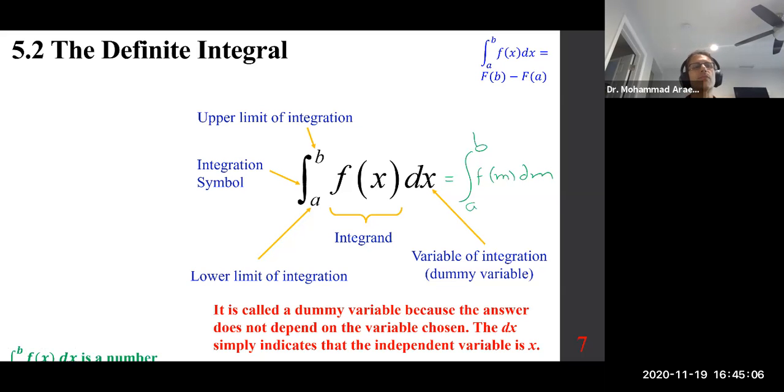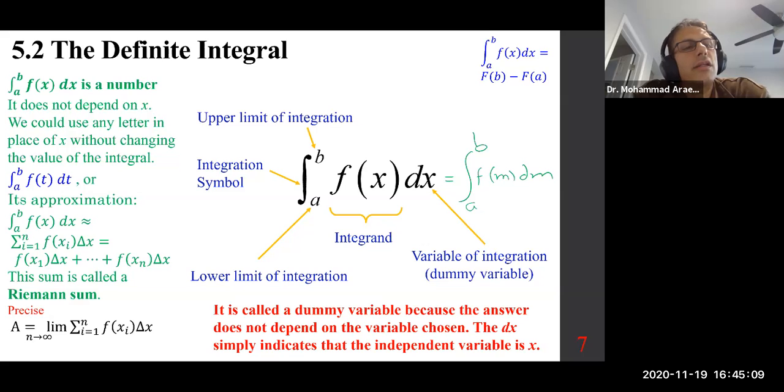So having said that, let's quickly go over this. The integral from a to b of f of x dx is a number. It doesn't depend on x. We could use any letter in place of x without changing the value of this integral, okay? The integral from a to b of f of t dt. The approximation is what is called the Riemann sum. It is called a Riemann sum after the German mathematician Bernhard Riemann, the one who developed it in essence.